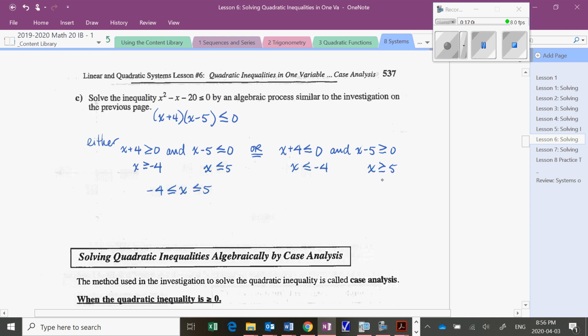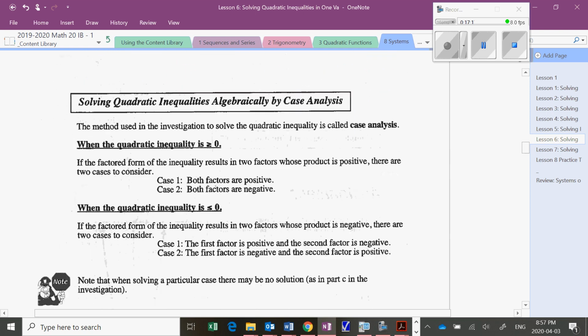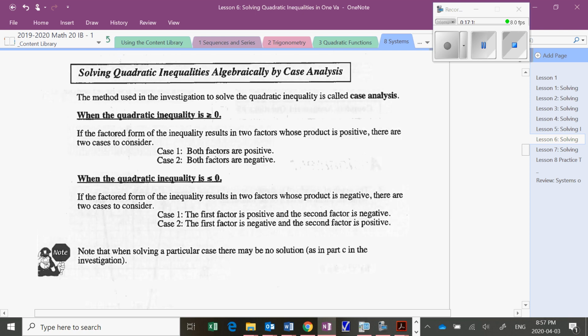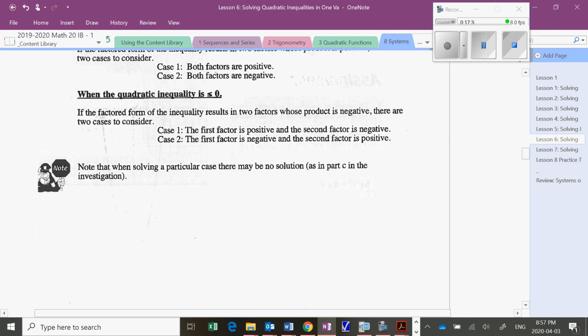No, there's no value that exists, so there's no solution in this particular case. So our solution is simply that x is greater than or equal to negative 4 or less than or equal to 5. Okay. So case analysis is just that: when your quadratic is greater than or equal to 0, recognizing that both factors are positive or both factors are negative, and if the inequality is less than or equal to 0, then you've got a positive times negative or negative times positive.